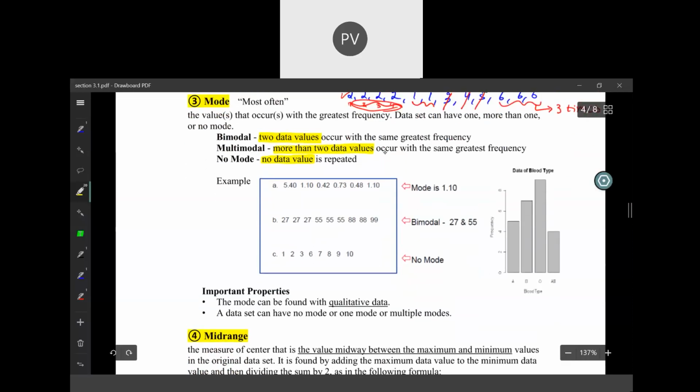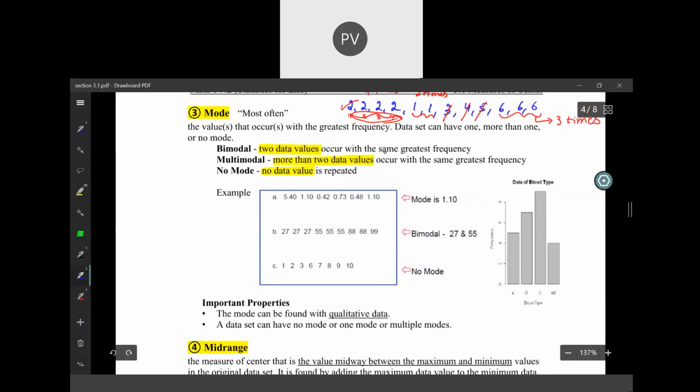So these are a few examples. Here, as you can see, let's see, 5.40 is not repeated. 1.10, yes, it is repeated twice. 0.42 not repeated. 0.73 not repeated. 0.48 is also not repeated. Now what is the mode? Mode is 1.10.